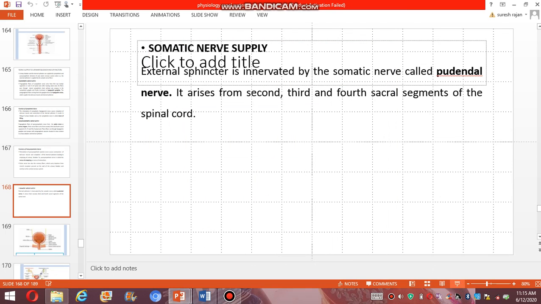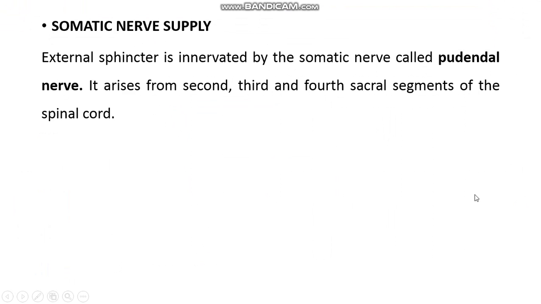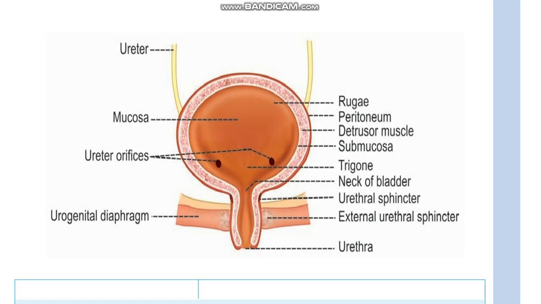Dear students, now we are continuing with the somatic nerve supply of the urinary bladder. The external sphincter is innervated by the somatic nerve called the pudendal nerve. This somatic nerve provides supply to the external sphincter. The pudendal nerve arises from the second, third, and fourth sacral segments of the spinal cord. So S2, S3 and S4 sacral segments are the origin of the pudendal nerve.